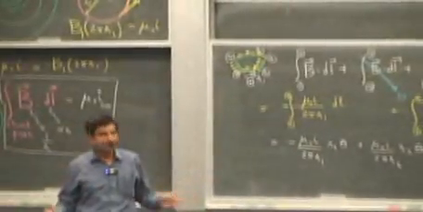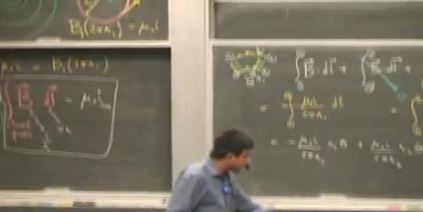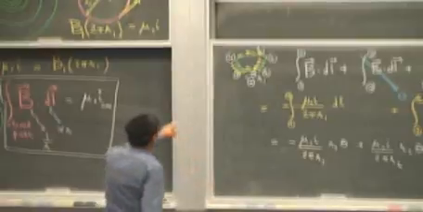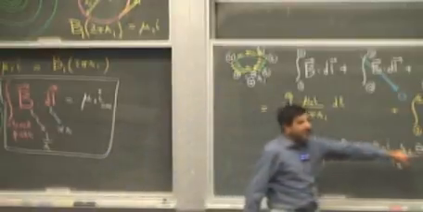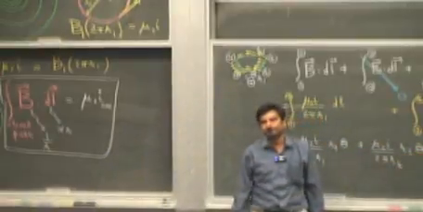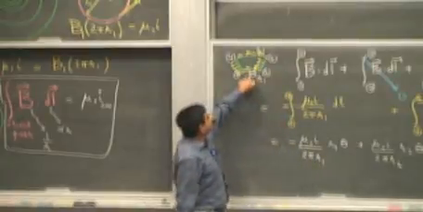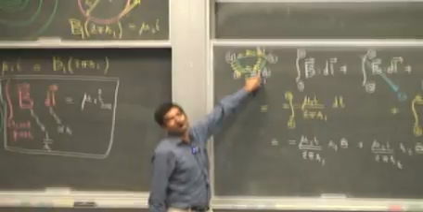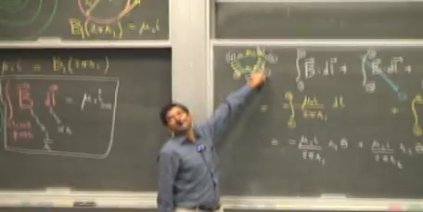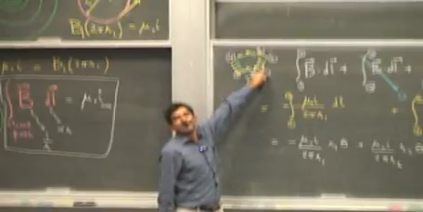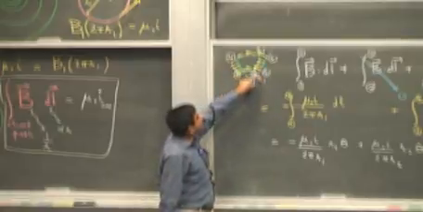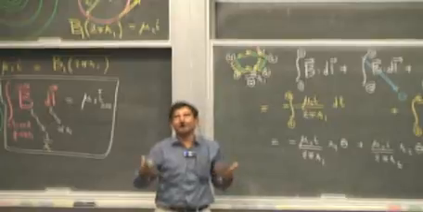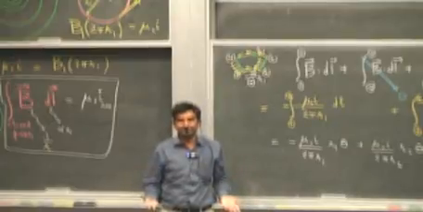I get 0. Because inside my path, I do not see any current. There's no current piercing this path. So Ampere's law applies and I get 0. But that does not mean that the magnetic field here is 0. It just means that the integral of the magnetic field dot dl along this loop is 0, because the loop does not enclose any current.